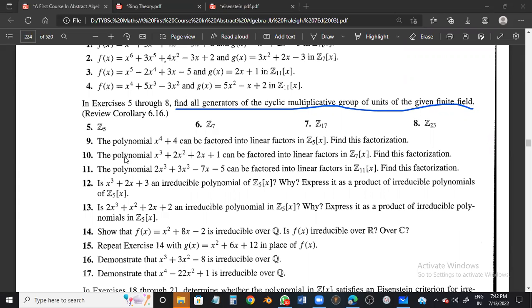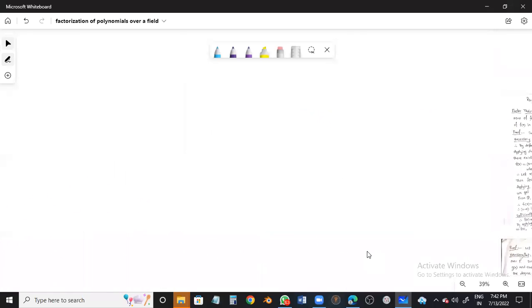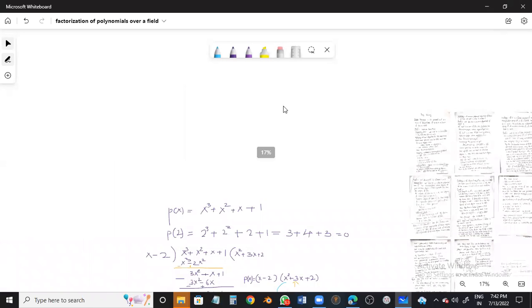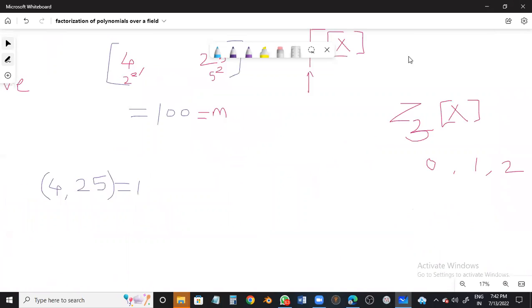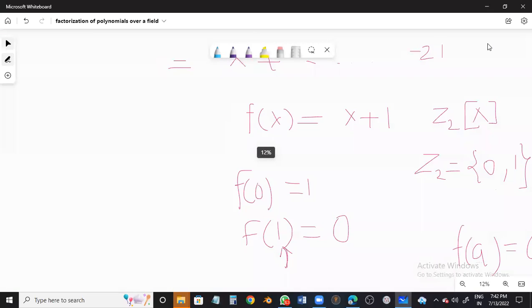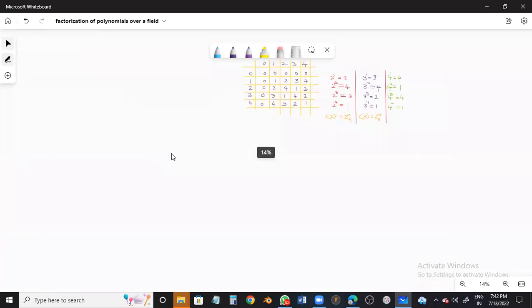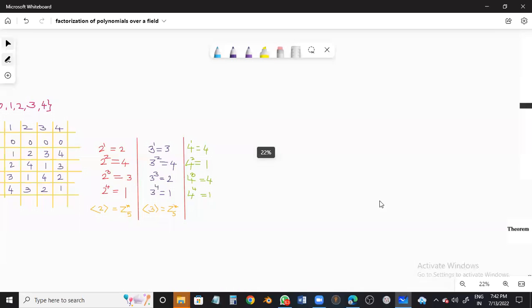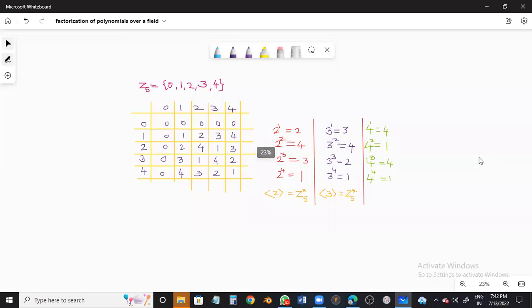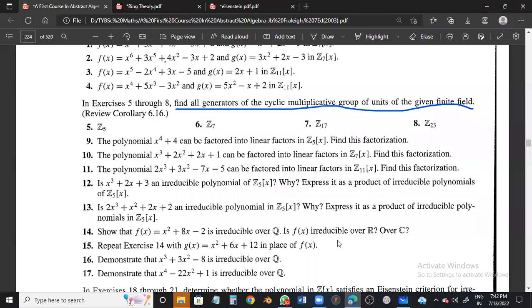So let us deal with Z5 first. The members of Z5 are 0 to 4, as you are watching. Let us see the wording of the question once again.